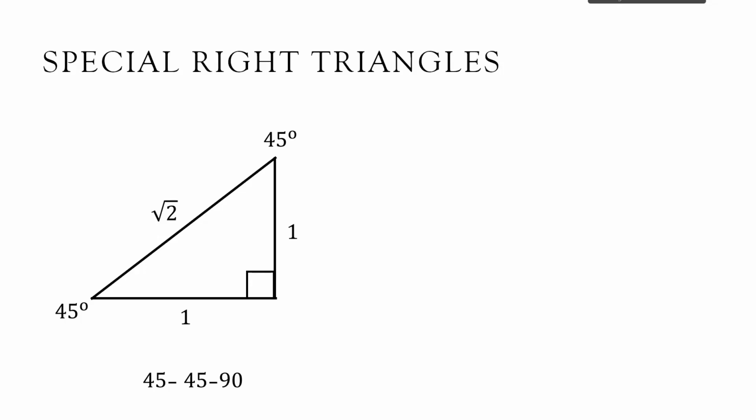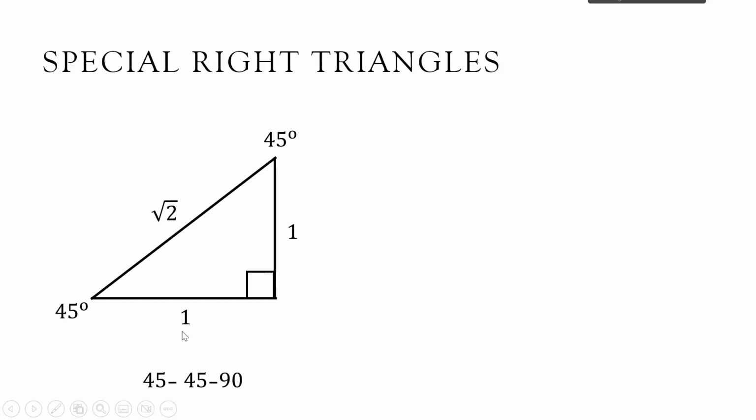For this first triangle that I have on the screen, I call this the 45, 45, 90 triangle. If I look at the angles of this triangle, it's a 45-degree angle, another 45-degree angle, and then a 90-degree angle. Whenever I have this particular angle ratio, 45, 45, 90, then I know that the sides of my triangle follow this particular ratio, 1, 1, square root of 2.